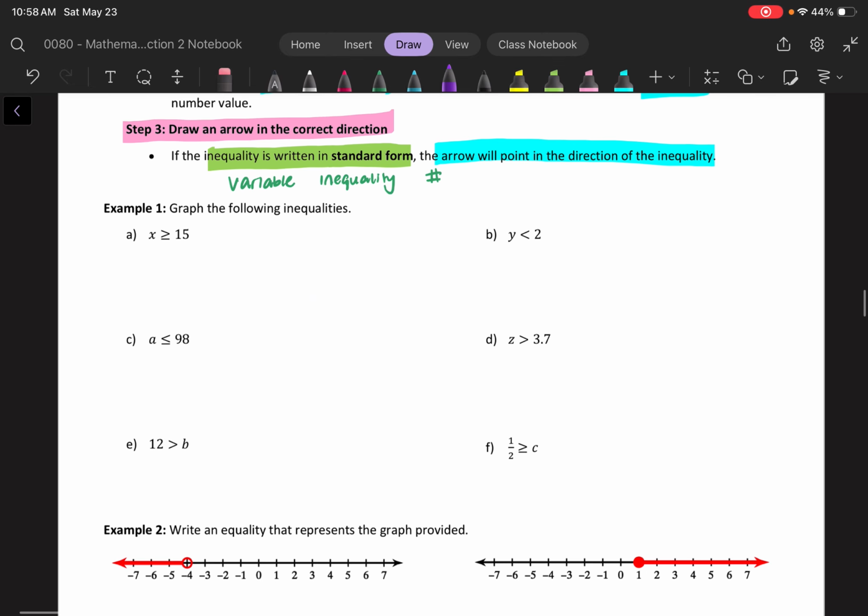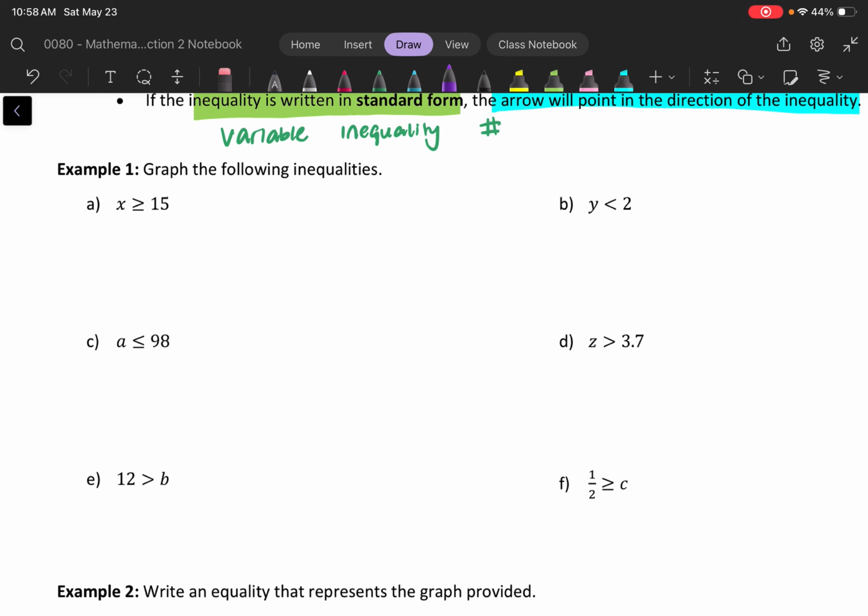Okay, those are the instructions. That's what we're going to do. There's 6 inequalities here. I'm going to do the first couple with you, and then I'm going to ask you to try the next ones on your own.